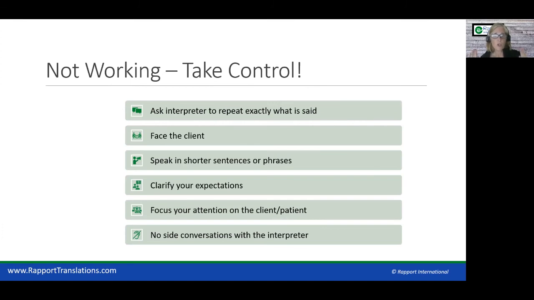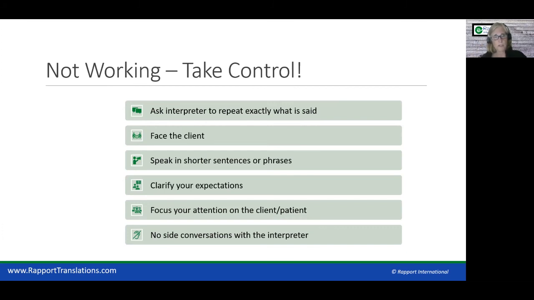You can make sure you're facing the client the right way. You can clarify your expectations before you go in, like at the start of the Candid Camera video where there were some introductions and what the meeting was going to be about. So you can say, I want you to repeat exactly what is said. I want you to be in this position. I don't want sidebar conversations, and I want you to talk in first person, and they should know that. And so this is really a reminder that you're in control of the situation.